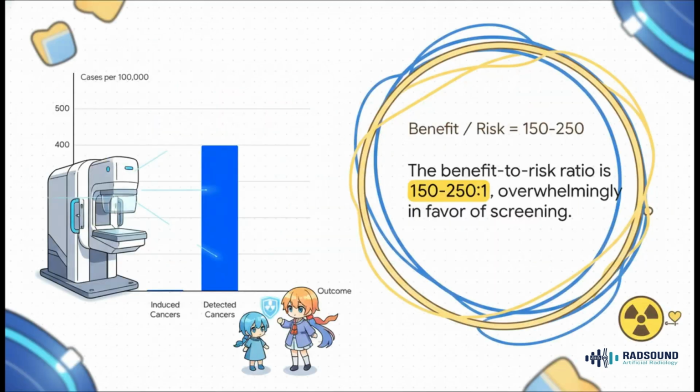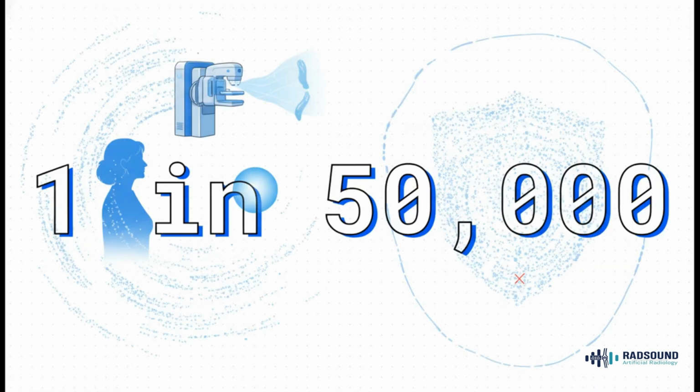I mean, just look at that comparison. Visually, it's not even a contest, is it? 2 versus 400. This gives us a benefit-to-risk ratio of somewhere between 150 to 1 and 250 to 1. The benefit just completely and utterly overwhelms the risk, and this is the fundamental justification for screening millions of healthy women.